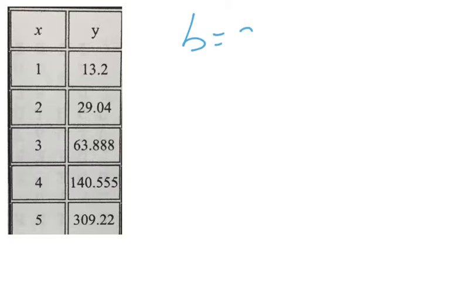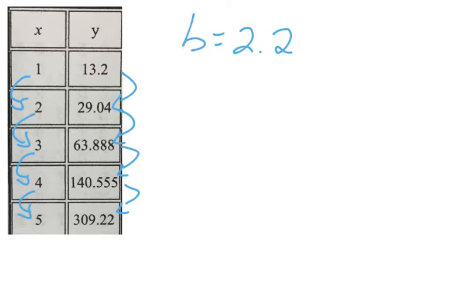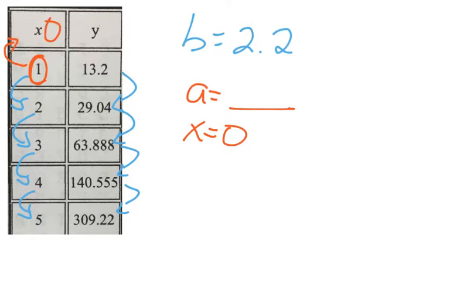Now, since our b value is 2.2, or our growth factor is 2.2, that means as x is increasing by 1, we are multiplying the y values by 2.2. Now, to write our equation, we need the a value, and a is when x equals 0. In our table, we have x equals 1 as our starting. We don't have 0. So we're going to have to go backwards to get to 0.